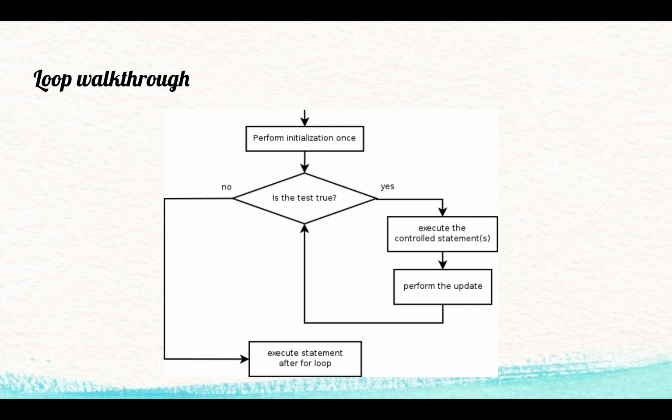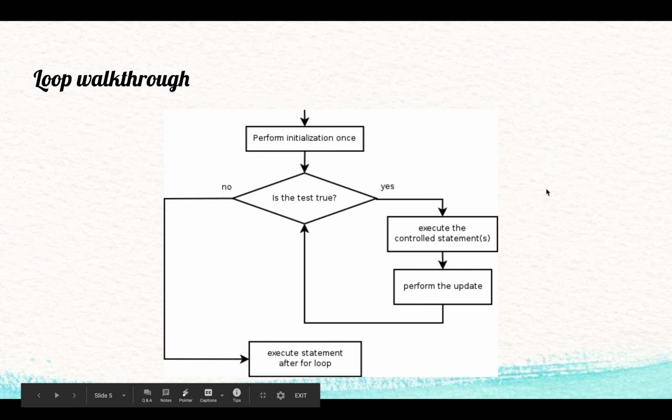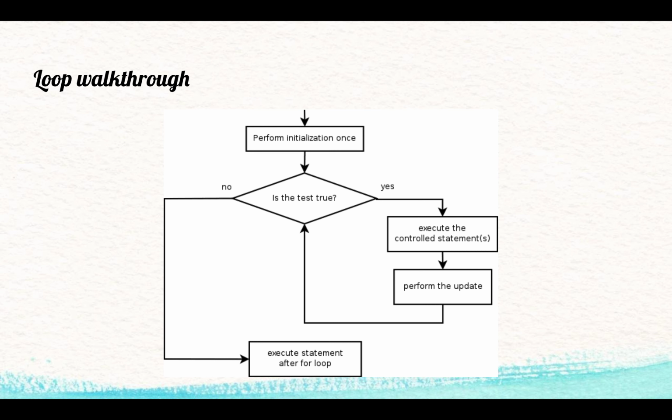We update, and then there it is. You can see test, body, update, test, body, update. We hit the loop until we fail, and then we pop out. By looking at this diagram, we can see one of the three possible situations that can come up with a for loop. A for loop could run a finite number of times, right?